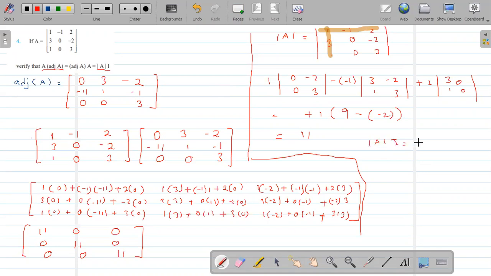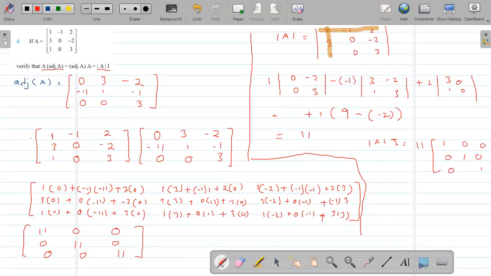What is the meaning of I? First of all, we already found the determinant. The determinant is 11, right? And I is for the identity matrix. Since the question we have is a 3 by 3 matrix, our identity matrix is also of the 3 by 3 pattern. Identity means diagonally you have 1, and the rest of the elements are 0.